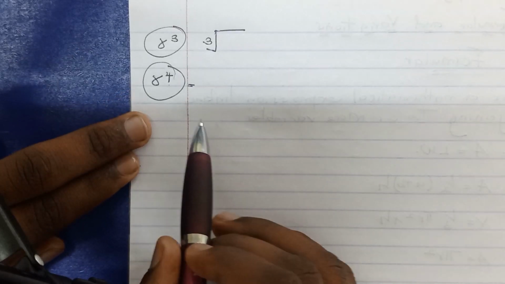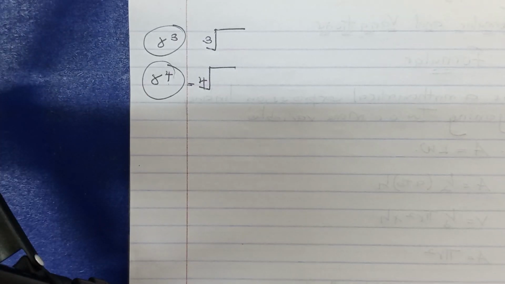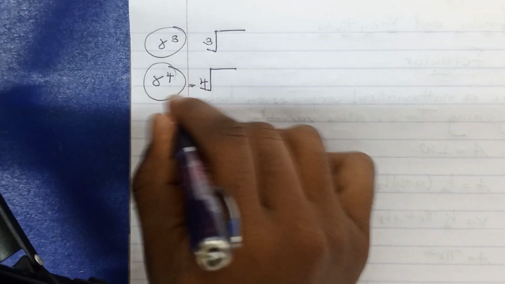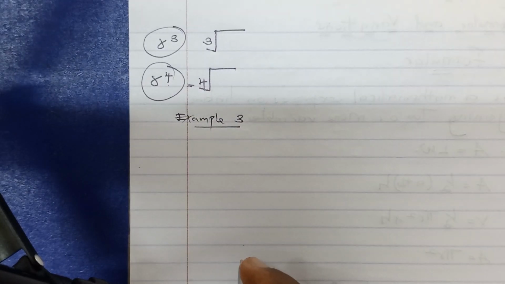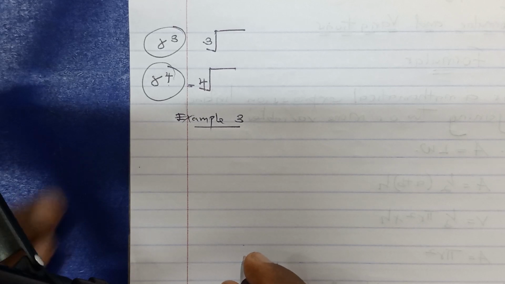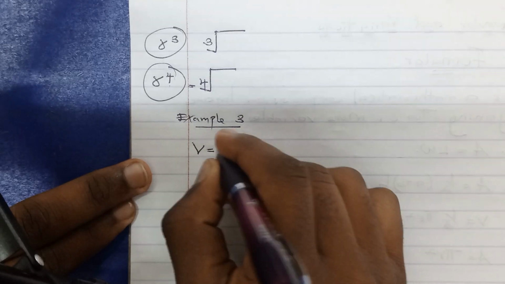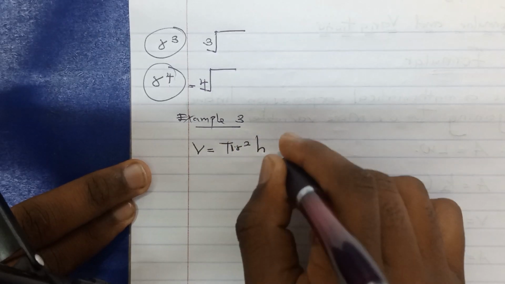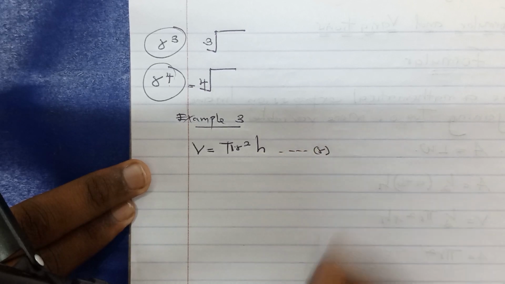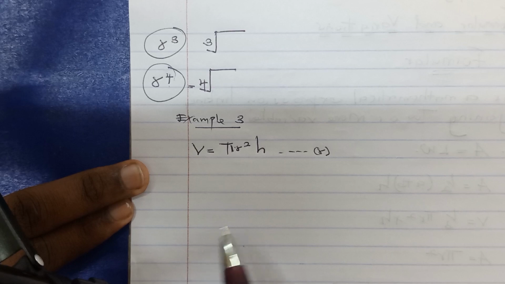So to get rid of this power, you simply introduce a fourth root. Well, another example, let's have example number 3. In this example, allow me to use this formula of V is equals to pi r squared height. And in this case, we're told to make r the subject of the formula, or rather to express r in terms of pi, height, and volume.